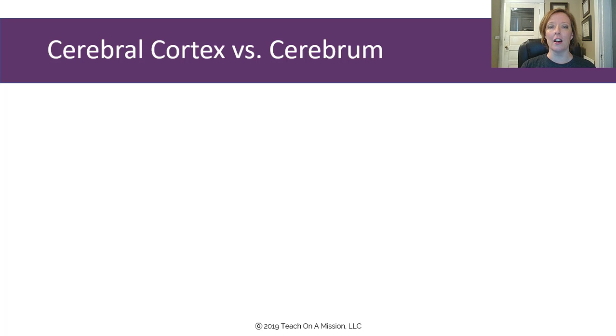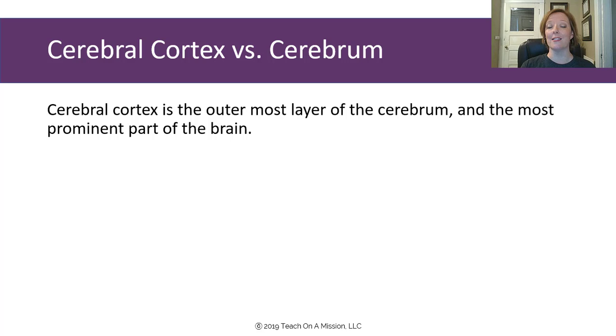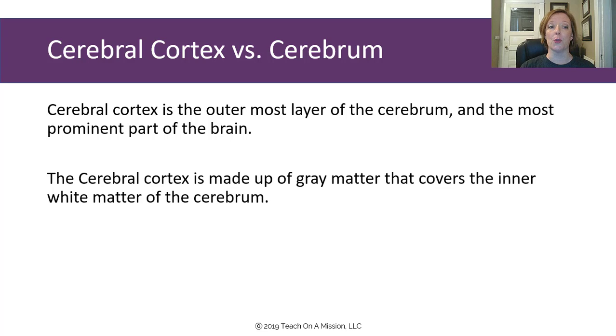Okay, so a lot of times people might get a little bit confused about what is cerebral cortex versus what is cerebrum. Cerebral cortex is technically the outer layer of the cerebrum. The cerebrum is both gray and white matter. It is the biggest part of the brain. It's going to comprise the largest part of the brain, and it is the most prominent part of the brain. The cerebral cortex is the gray area that covers the outside of the cerebrum. The cerebral cortex is made up of gray matter that covers the inner white matter of the cerebrum.